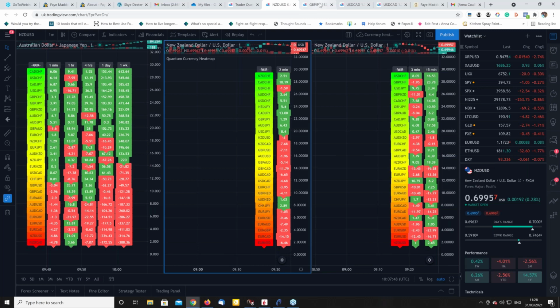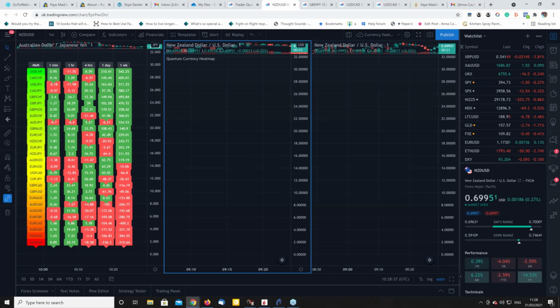No, let's come back to that in a minute. That's the heat map, which you can use in multiple time frames. It's very different to the heat map. Just click that over there.